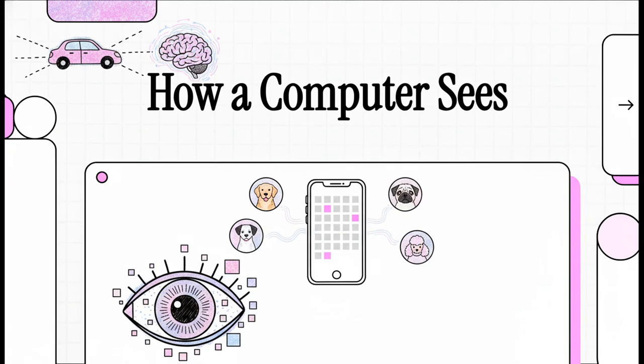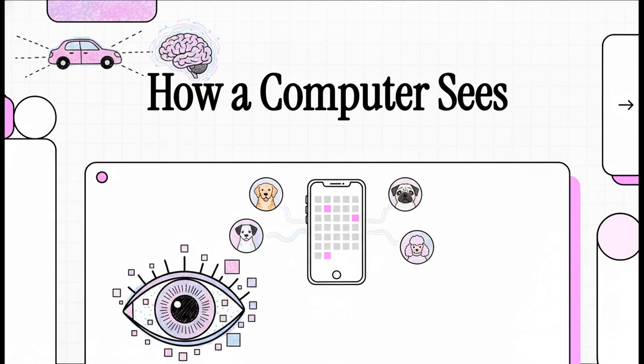Have you ever wondered what's going on inside a self-driving car's brain? Or how your phone can magically find every single picture of your dog out of thousands? Well, it all comes down to something called computer vision. Today, we're going to pull back the curtain and show you exactly how a computer learns to see.